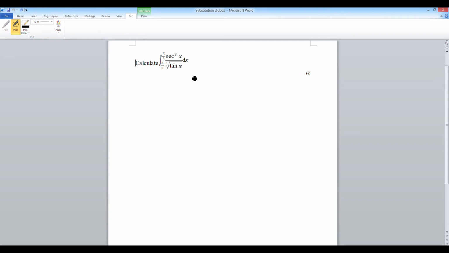Hello, let's take a look at this definite integral with trigonometric functions. So if I want to find this integral, of course I will notice that in order to solve this I will have to use substitution. They do not give me a substitution, so I will have to choose a suitable substitution. So I'm going to either choose tan of x or secant squared of x.